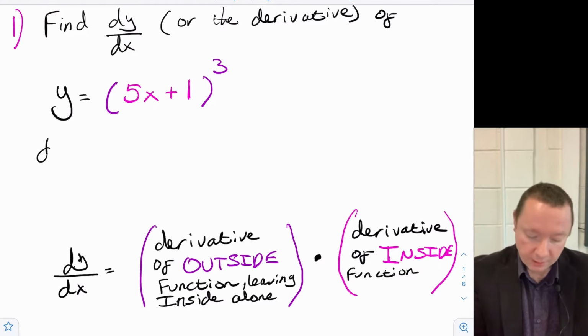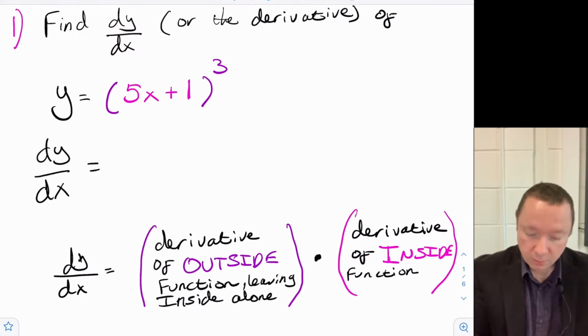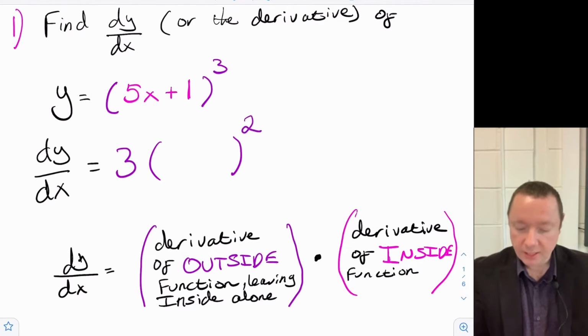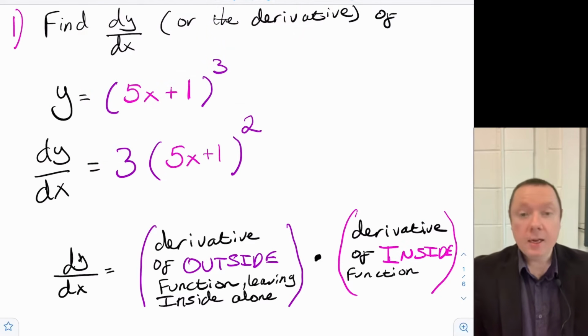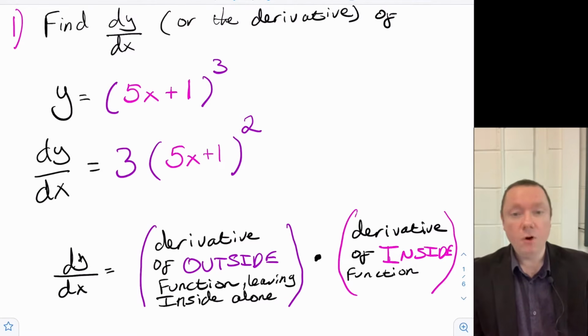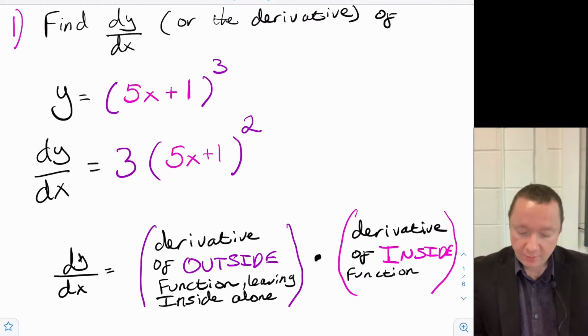If I want to do dy by dx of this example, then if we look at our outside function, it's cubed. So we use the power rule, take 3 down to the front, leaving the inside alone, and reduce the power by 1. So it's 3 times the inside squared, and the inside is just 5x plus 1. I now need to do the derivative of the inside function. Well, the inside function is just 5x plus 1, so I need to times by 5, because 5x becomes 5 when you differentiate it, and 1 is just a constant, so that becomes 0.